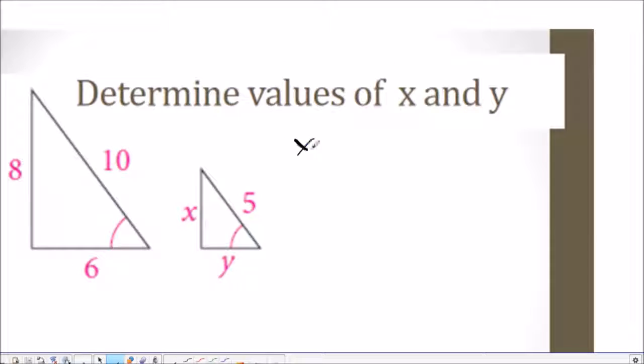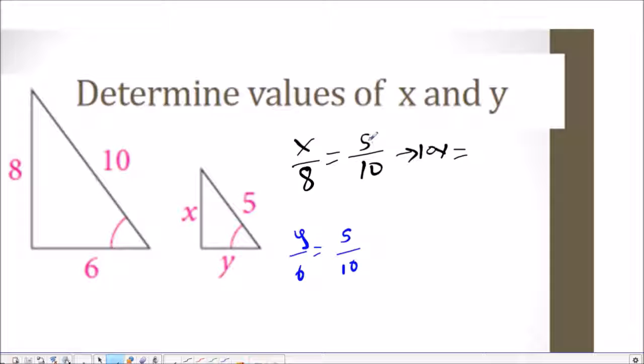Okay, here's my work. Okay, I get x over 8 equals 5 over 10 for my first setup. And for my second setup, I get y over 6 equals 5 over 10. Okay, and let's solve those out now. Okay, when I do this, I get 10x. So I'm going to put an arrow. 10x equals, looks like 5 times 8 is 40. And that would mean that x equals 4.